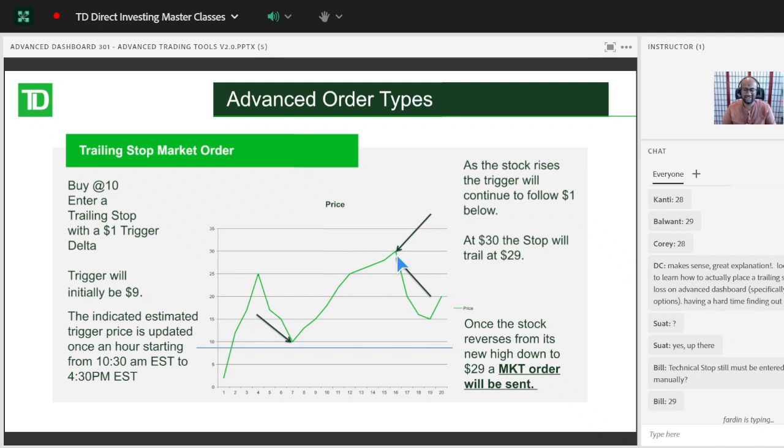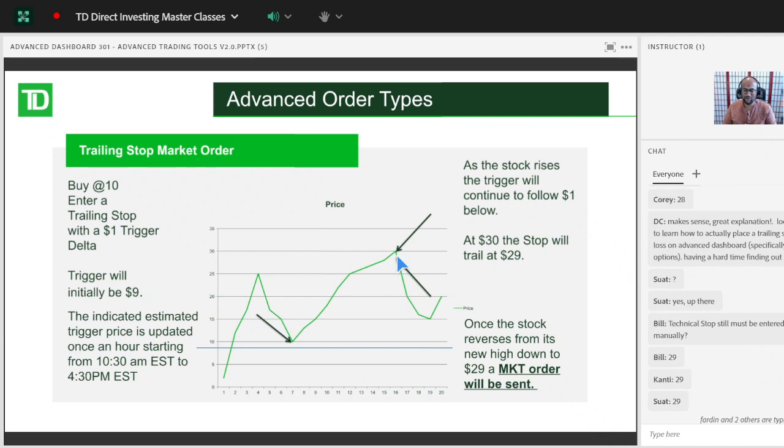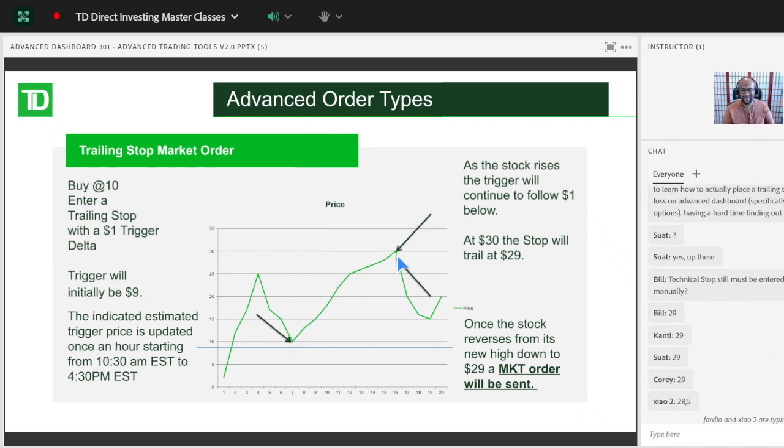Bill says 29. All right, I'll see Fardin is typing. See a few more answers. See 29 as well. Okay, Suat Kanti. Exactly. You guys got it. It will not adjust because that's a lower price from the highest price now. It's not going to adjust. It also means we're not going to be sold out just yet because the stock hasn't come down to 29, which is our trigger.